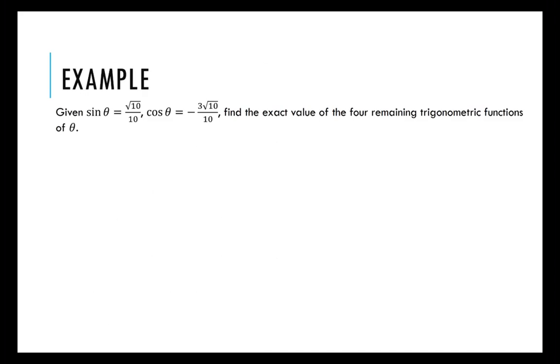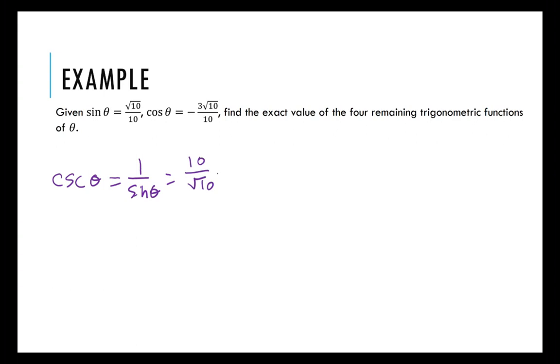So now what I want to do is use the trig identities to actually find these values. Given that sine of theta is equal to square root of 10 divided by 10, cosine of theta is equal to negative 3 root 10 over 10, we want to find the exact value for the 4 remaining trigonometric functions. Well, the beauty of the identities is that sine of theta automatically gives us cosecant of theta. Because, of course, cosecant of theta is 1 over sine of theta. That is, you just take the reciprocal, and that's going to be 10 over root 10.